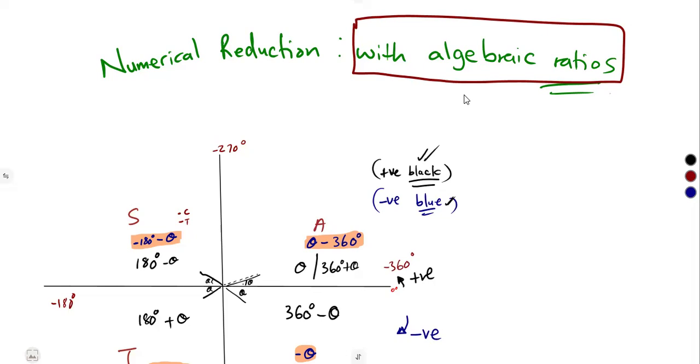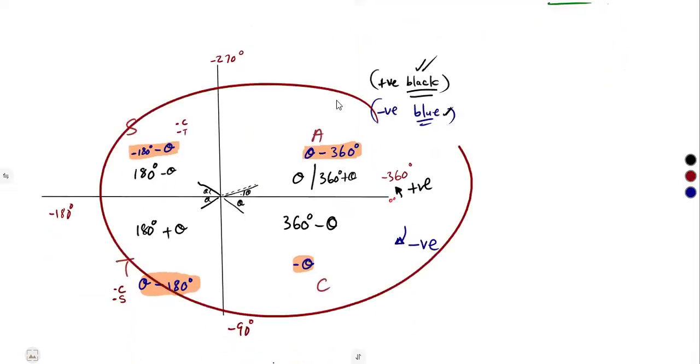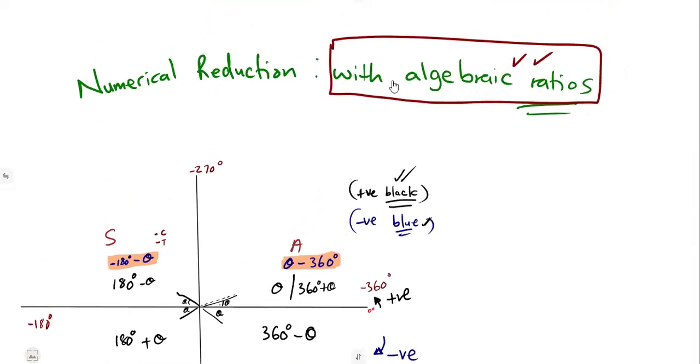So the concept is, which part here are we referring to? Algebraic ratios. We are saying we are going to apply the numeric reduction. Yes, we are going to use it as we had previously used our numerical reduction, whether they are positive angles or negative angles. But you are given something before that.